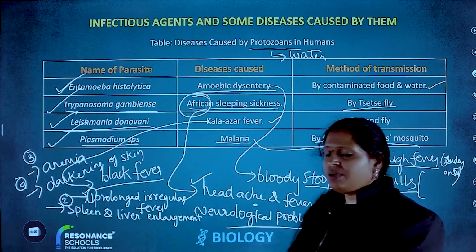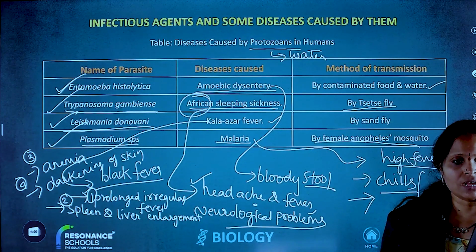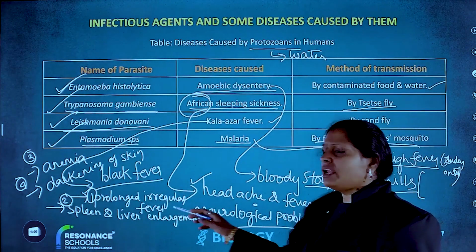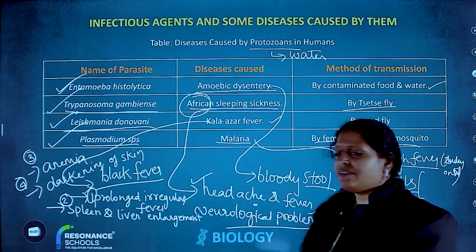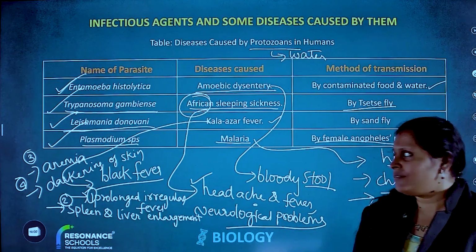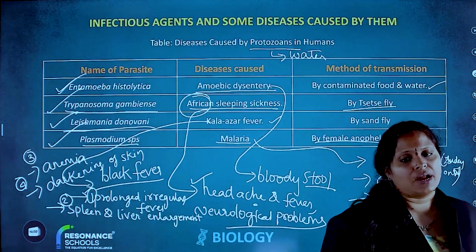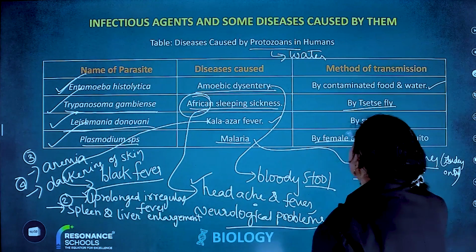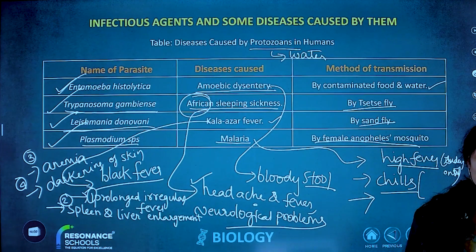And anemia and darkening of the skin. I told you about Kala Azar, black fever. What are the symptoms of black fever? Prolonged irregular fever. Irregularly we will get the fever. Spleen and liver enlargement. Spleen and liver will be enlarged. Anemia and darkening of the skin. These are the symptoms of Kala Azar, and it is spread by the sand fly.